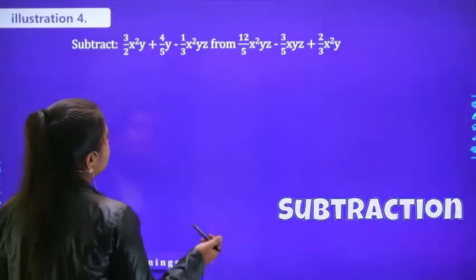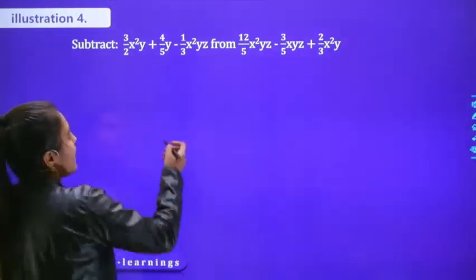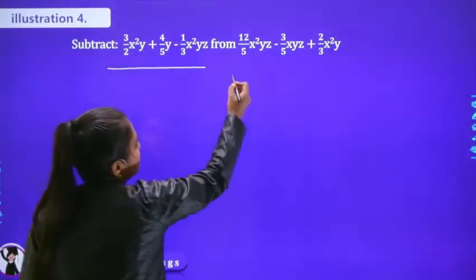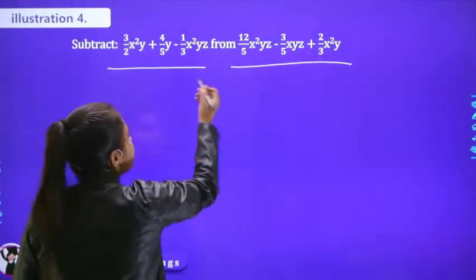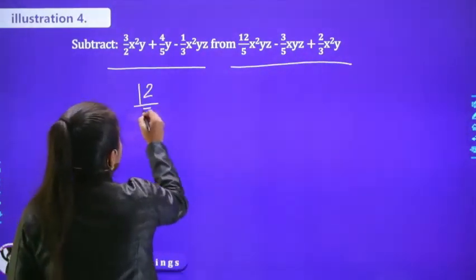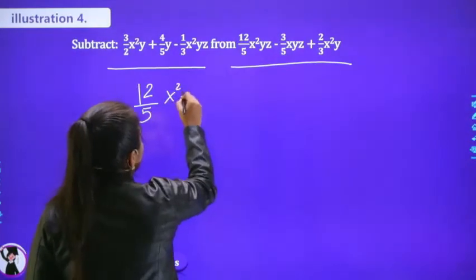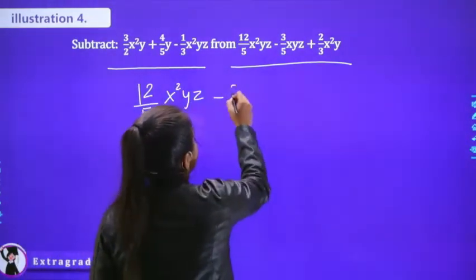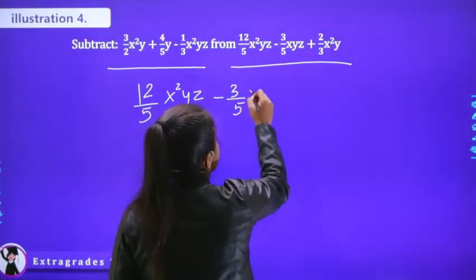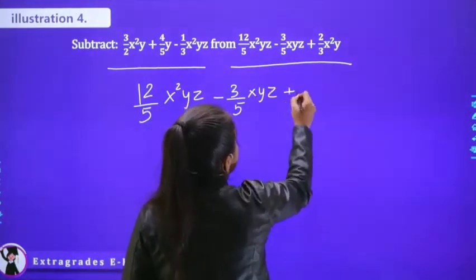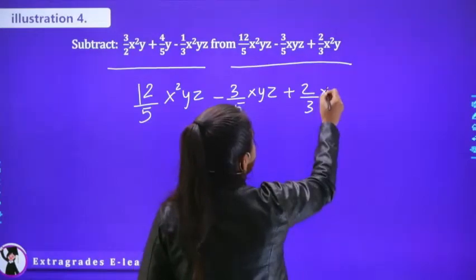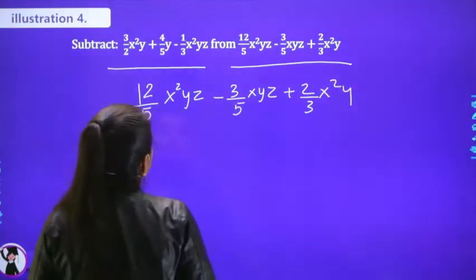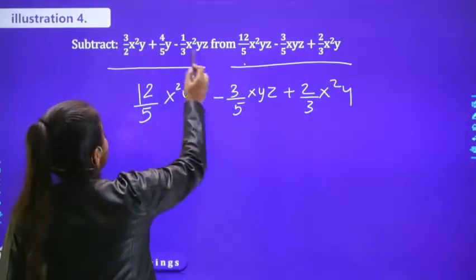Now this is the fourth illustration of subtraction. What we have to do, we have to subtract this particular expression from this particular expression. What I am going to write? 12 upon 5 x square y z. Just check the terms very carefully. 3 upon 5 x y z plus 2 upon 3 x square y. इसमें से इसको subtract करना है.